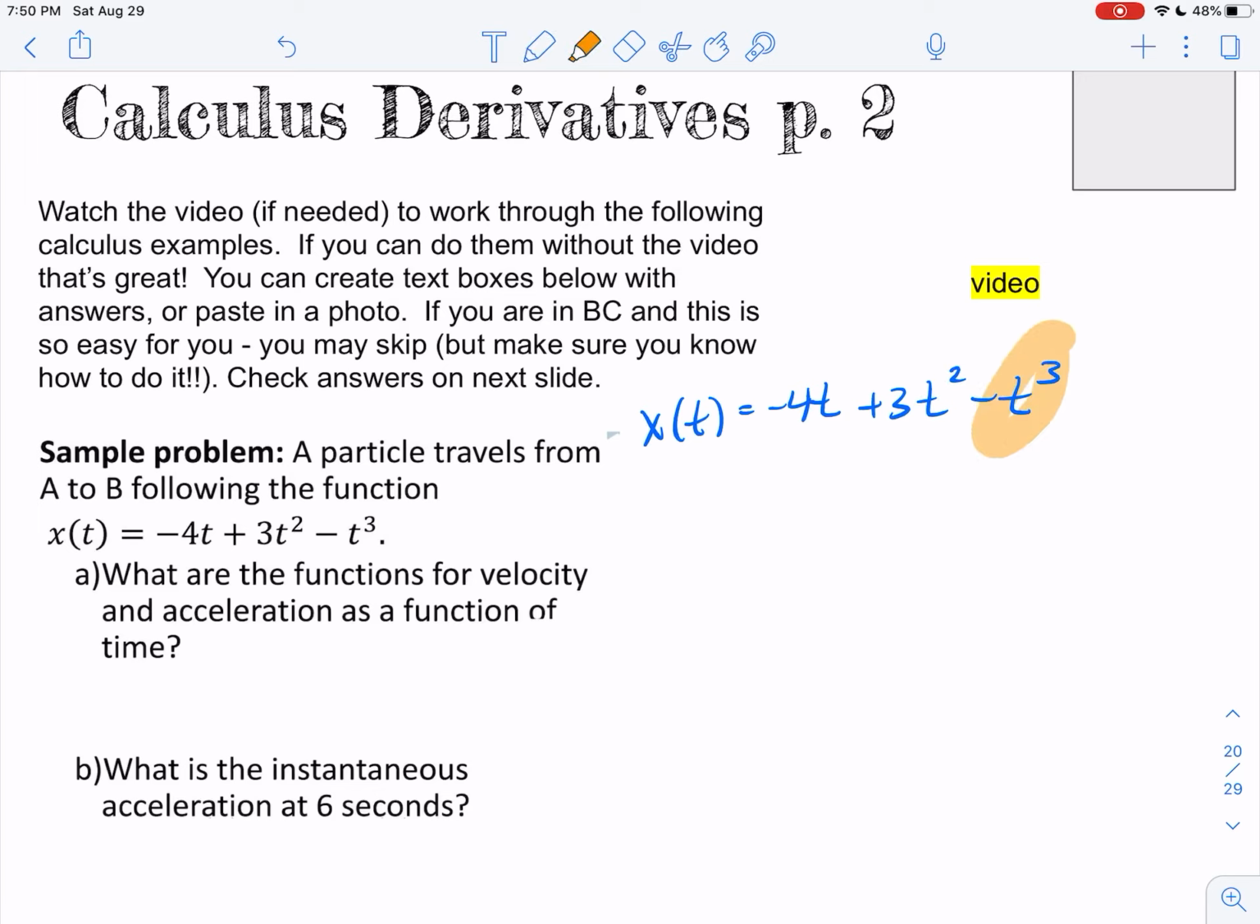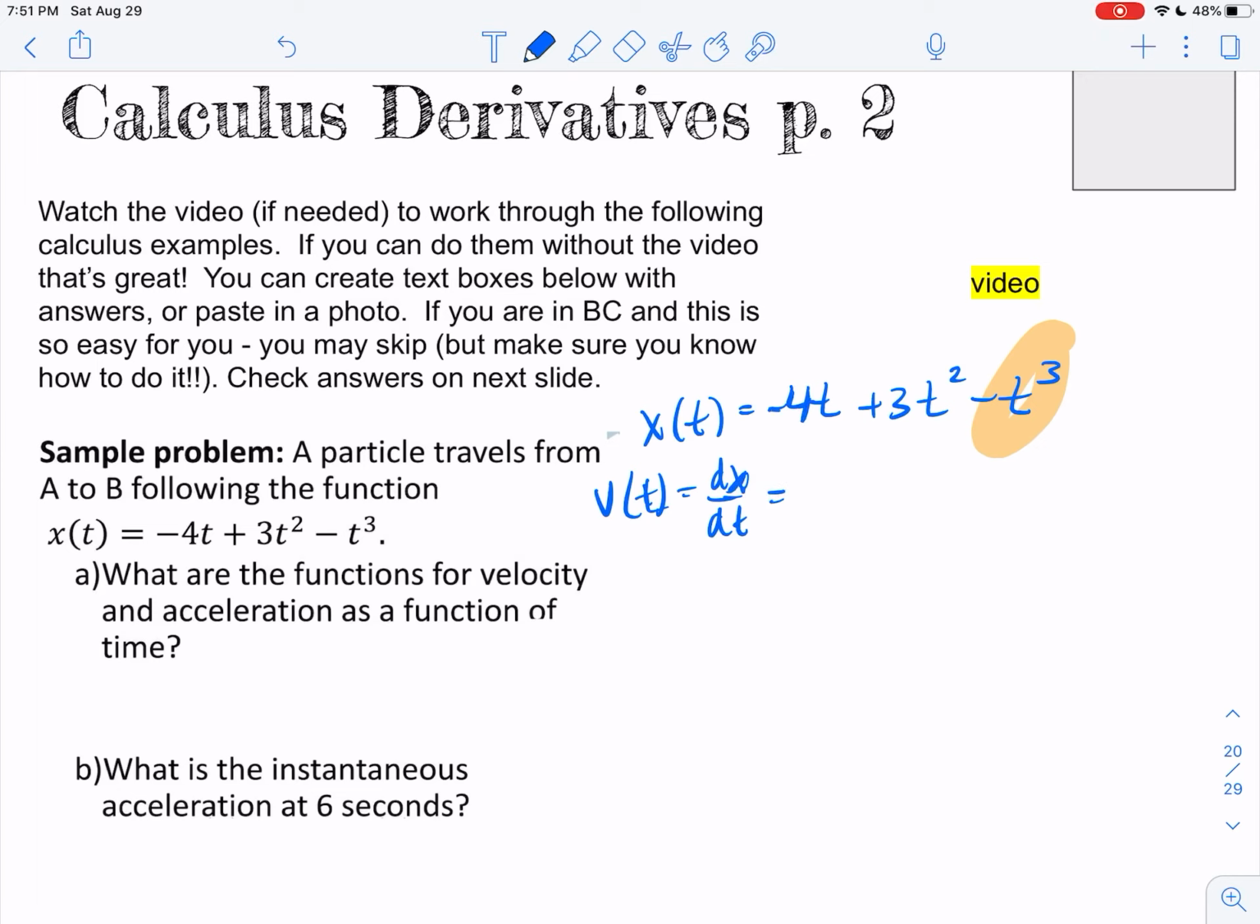Okay, so since you see this t to the third, you know that this is not going to be a constant acceleration. The acceleration is going to also be time dependent, and in that case is when we're going to have to use calculus. So the v of t is the derivative of x with respect to time.